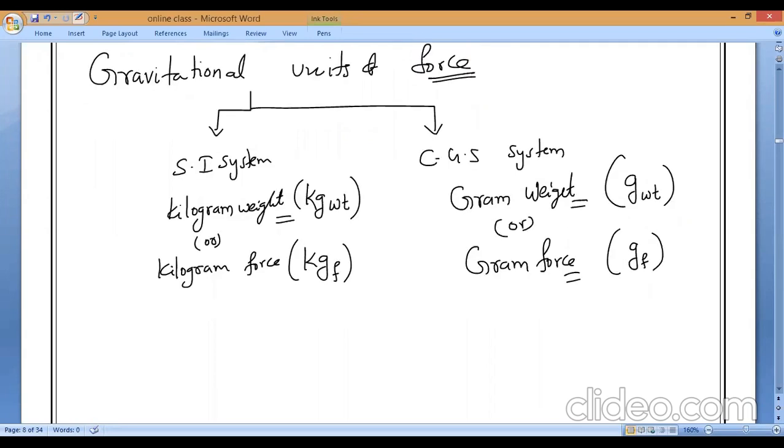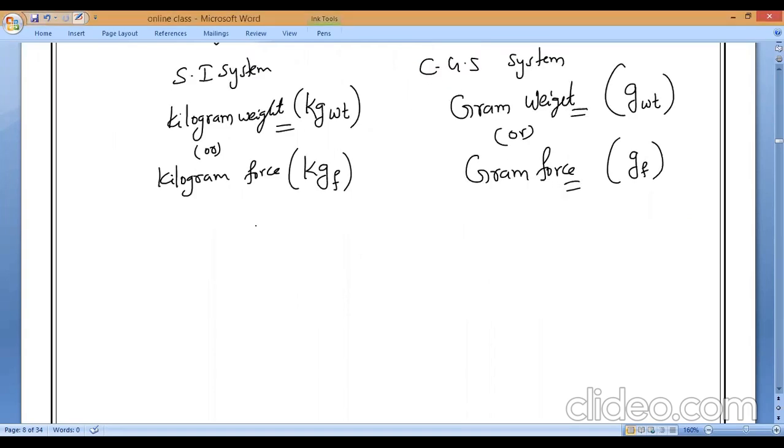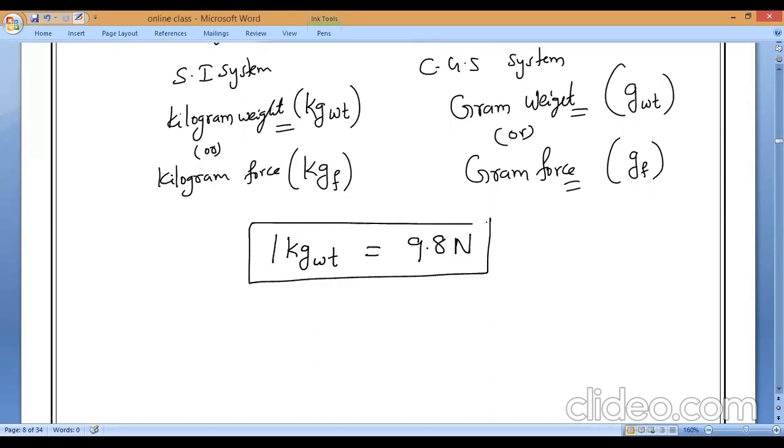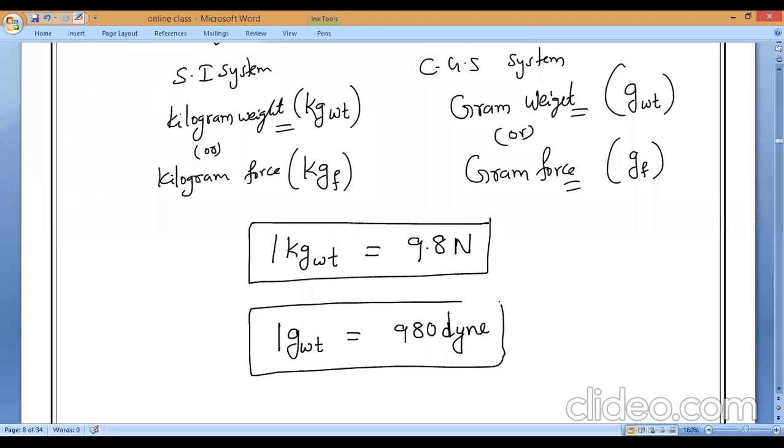So now everybody note it down. 1 kilogram weight is equal to, please note it down, 9.8 newtons. 1 kilogram weight is equal to how many newtons? 9.8 newtons. Same way, 1 gram weight is equal to 980 dynes. Both these relations you have to remember.